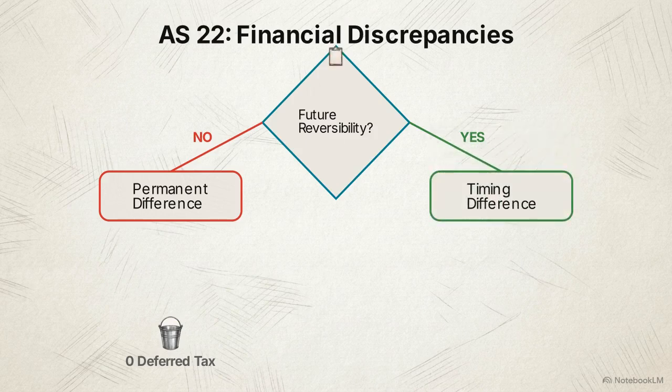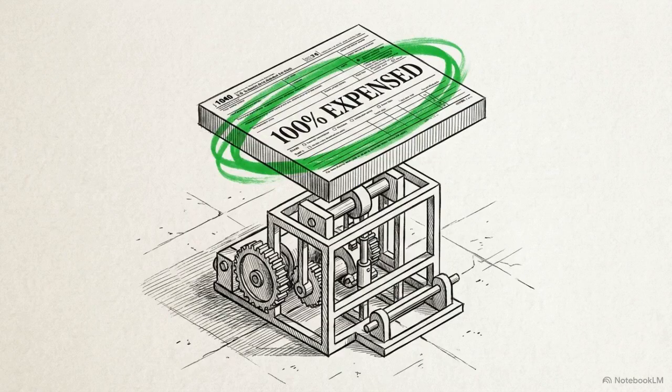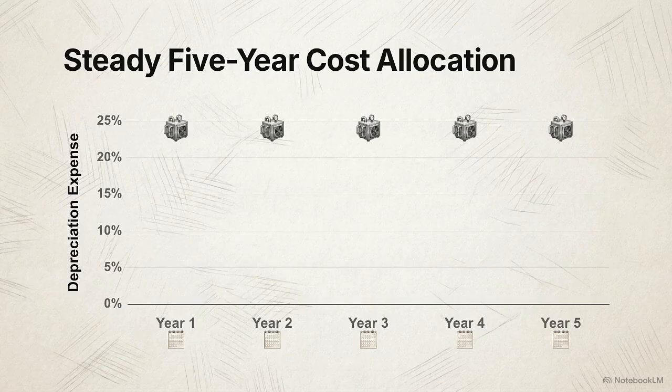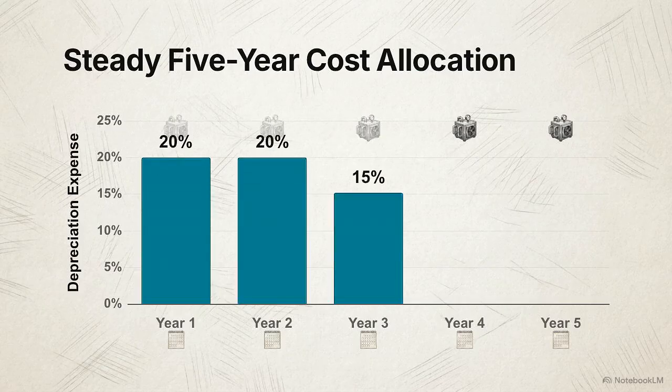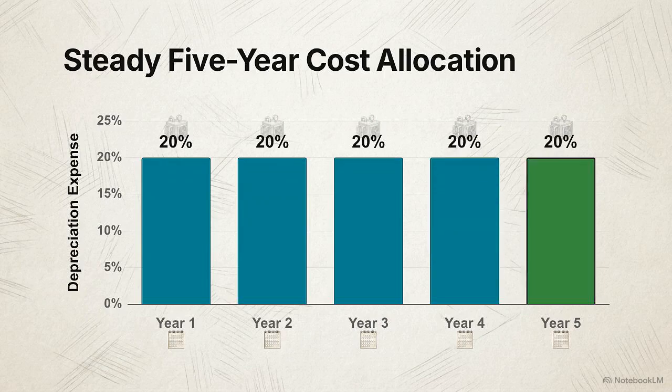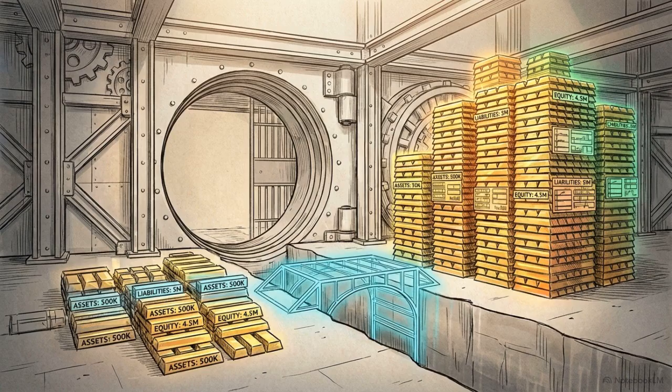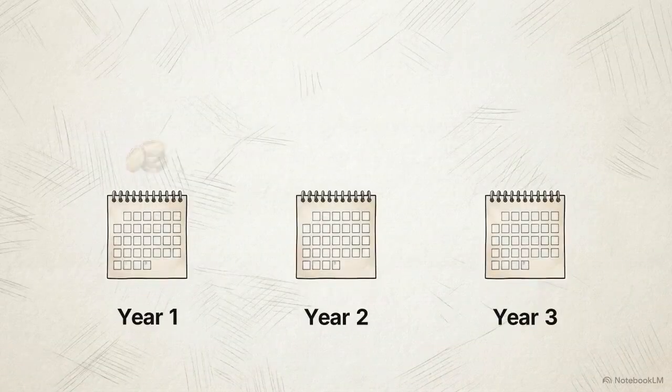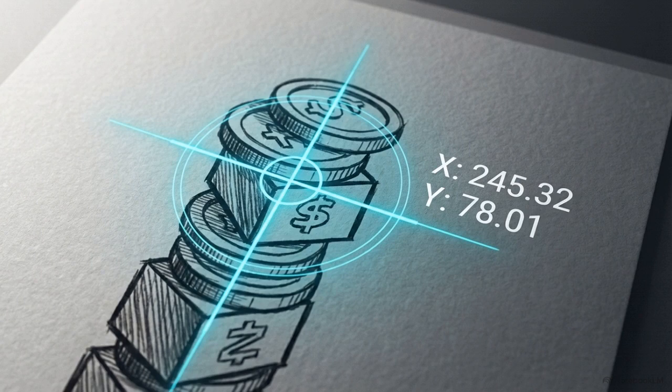Timing differences are the targets of AS-22. These divergences originate in the current period, but mathematically guarantee reversal in a subsequent period. For example, the tax code might allow a company to fully expense a piece of machinery in year one to incentivize investment. On the accounting ledger, that same machine is depreciated slowly over its 5-year useful life. Permanent differences alter a company's total wealth. Timing differences merely shift the schedule of when taxes are paid. The deferred tax mechanism exists solely to track and record that displaced obligation.